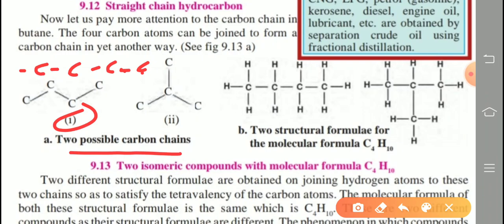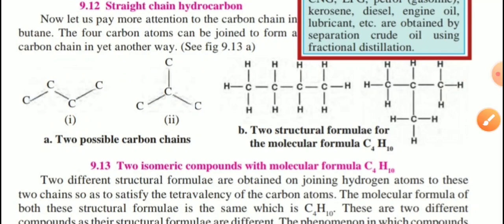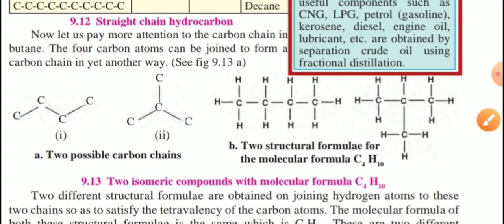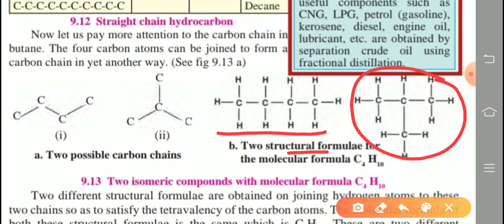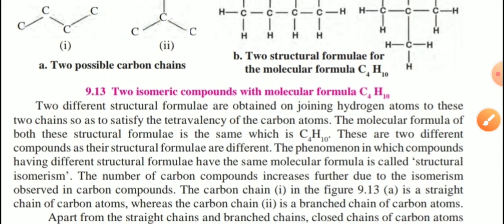And the second one: carbon at the center and the remaining 3 at the periphery of the central core carbon atom, and the remaining valencies are satisfied by what? Hydrogen atoms. So that is showing here. The 2 structural formulae for the molecular formula C4H10, means butane: straight chain, and this is called a branch chain of hydrocarbon. That is possible in case of butane containing 4 carbon atoms.